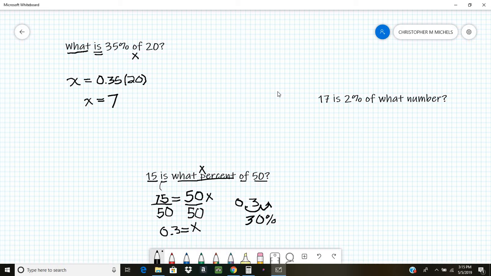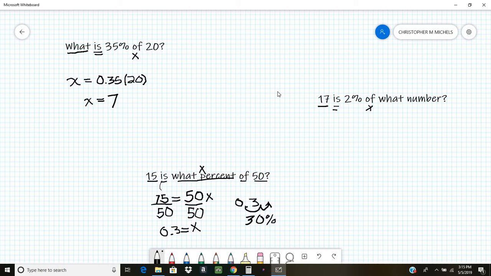So when you're looking at this one, if you're looking for the percentage, you got to remember to change it back, moving that decimal over twice. Okay, let's go to the last example here. 17 is 2% of what number? So we look at this one, they said 17 is, so that's the equal, 2% of what number? So that means 2% times something.